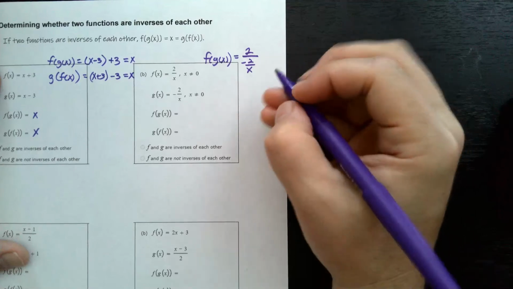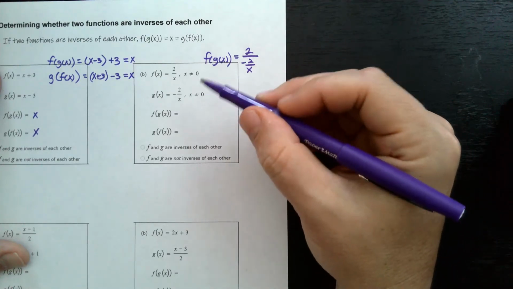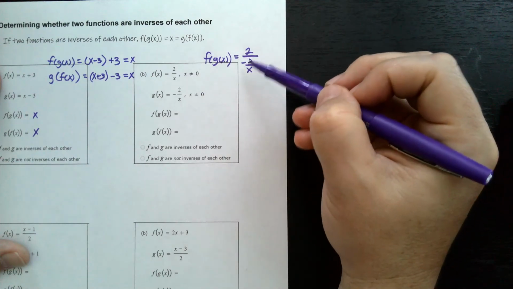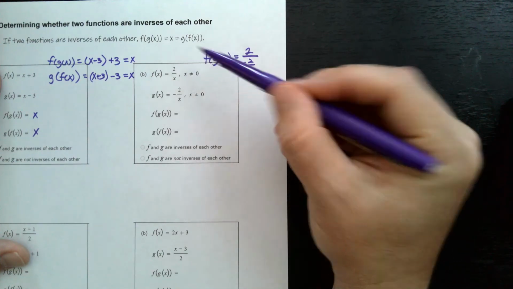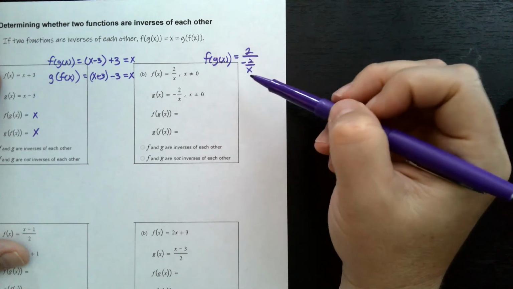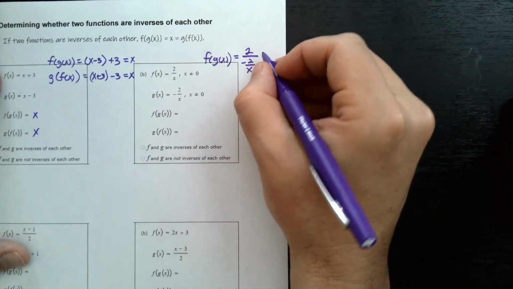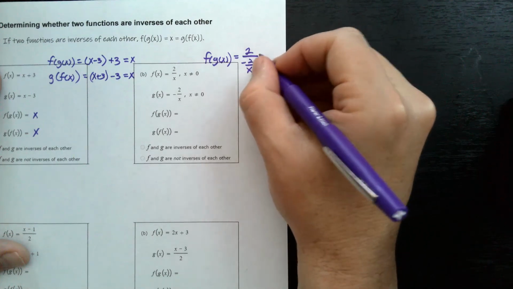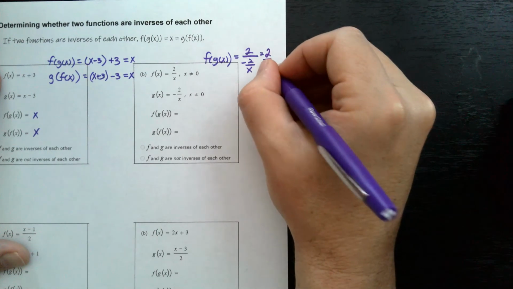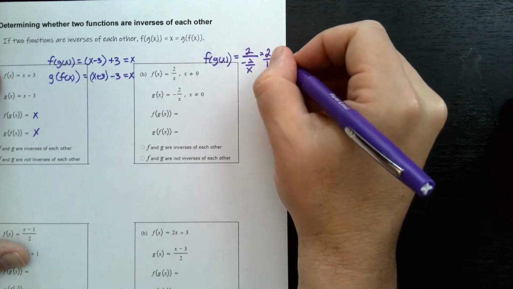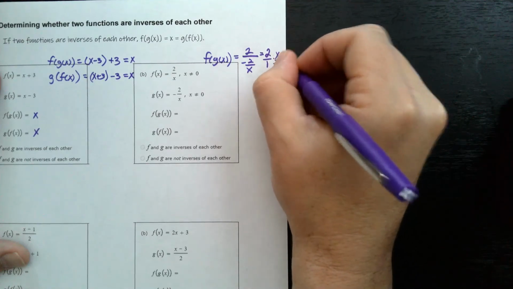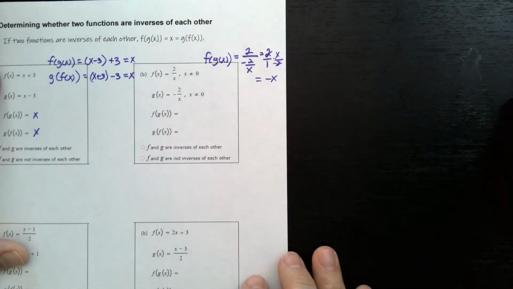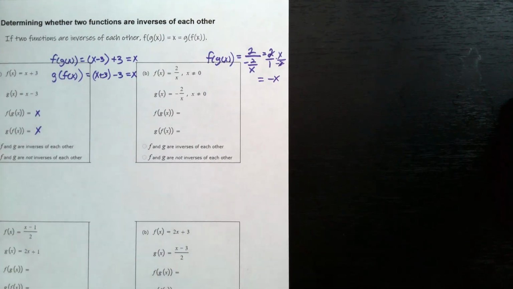Now this should already be setting off some sort of alarms in your head, because it's going to be negative, right? And it says they must be equal to x. And this whole thing is going to be negative, so that's definitely not going to work. It's going to give us a negative x. But let's go ahead and flip the bottom and multiply. So 2 over 1, that's the top, times x over negative 2. That gives us negative x.